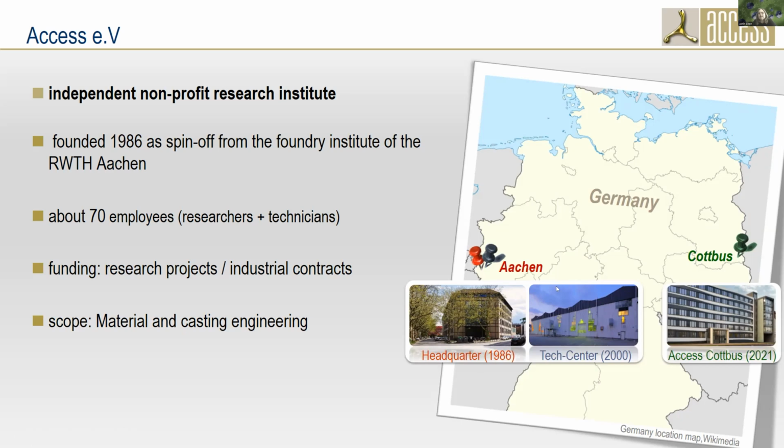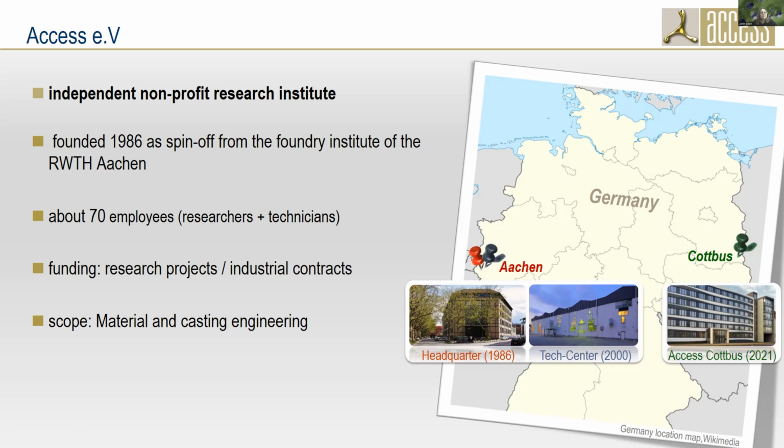In the meantime, we have a second location since 2000, the Tech Center, which is also located in Aachen. And very recently, we have another institute in Cottbus, far away from Aachen. All in all, we are about 70 employees now, researchers and technicians, and the funding is a mixture of research projects and industry.